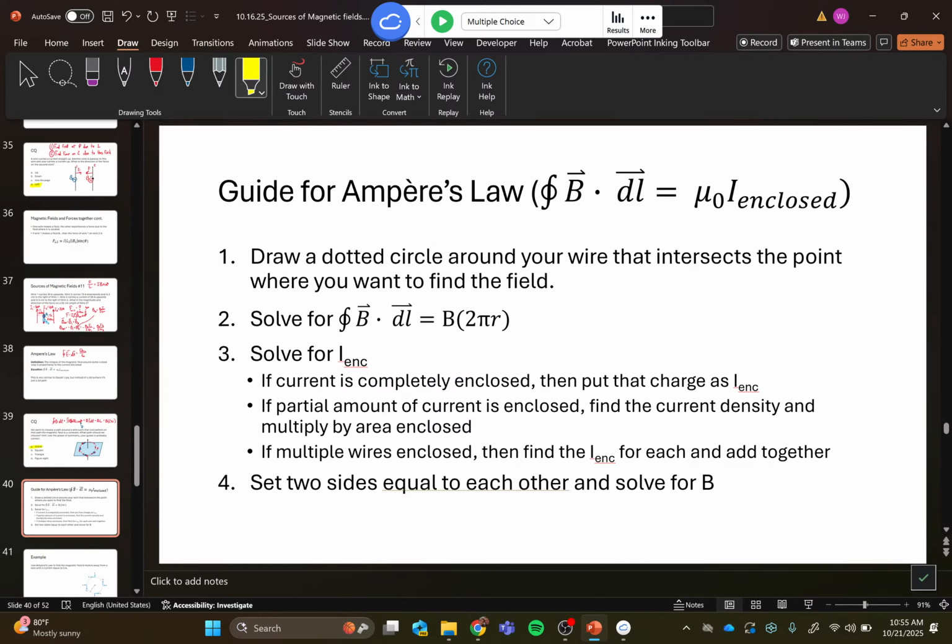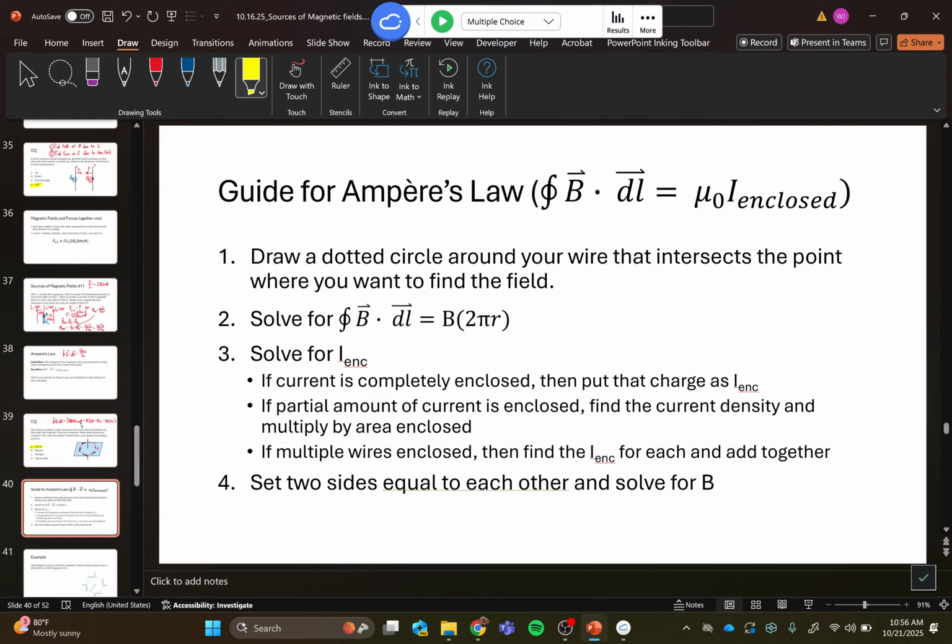If a partial amount is enclosed, you will need to find the current density. It's the same as charge, it's charge over area. It's fine. We've all done this a bunch. You just did charge over volume a bunch last time. If multiple wires are enclosed, find the enclosed current for every single wire, and then add them all up. And then set two sides equal to each other and solve for B. Don't forget to do that.